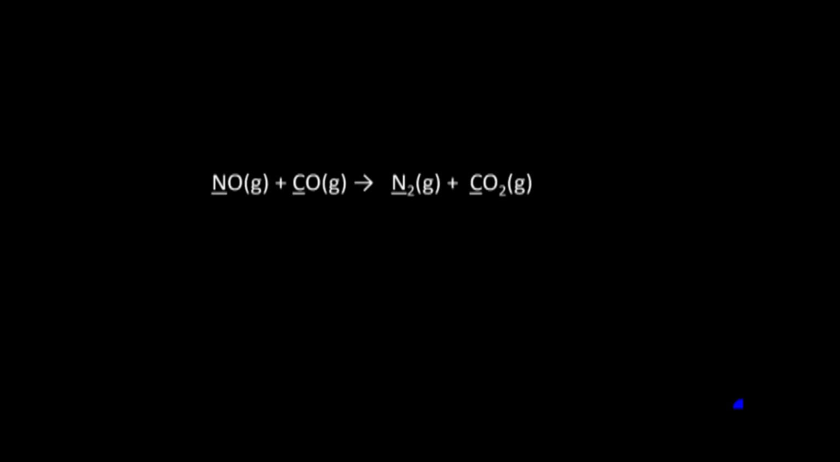Now I'm giving you one example here. NO plus CO gives N2 plus CO2 in this reaction. This is a redox reaction. First we have to find the oxidizing agent and reducing agent. For that we have to find the oxidation state of the underlying element. N is here plus 2, carbon plus 2, nitrogen 0, carbon dioxide plus 4. From here, carbon has increased oxidation number and nitrogen has decreased. Carbon on the left side plus 2 and the right side plus 4. So this is oxidation. Nitrogen is here plus 2 and the right side 0, reduced.